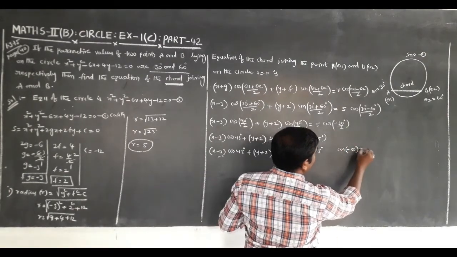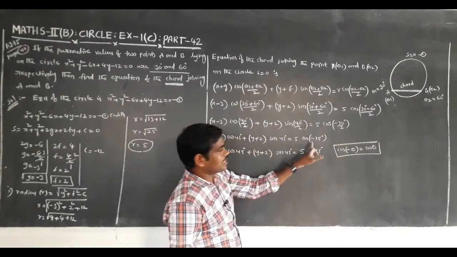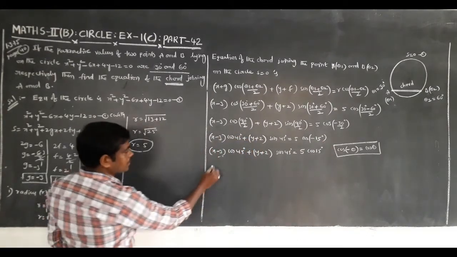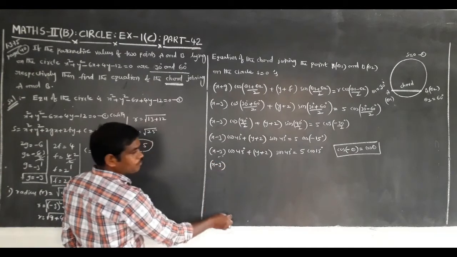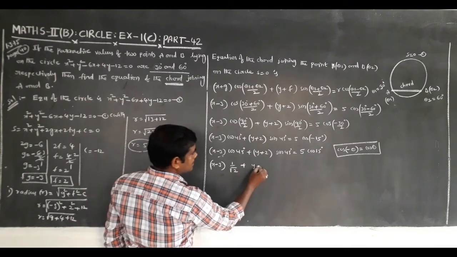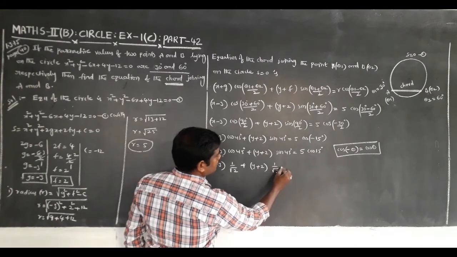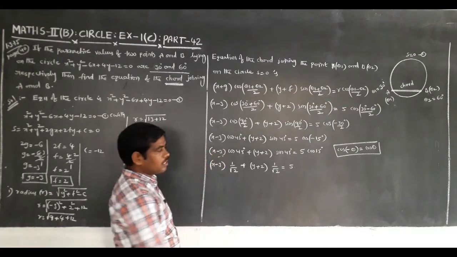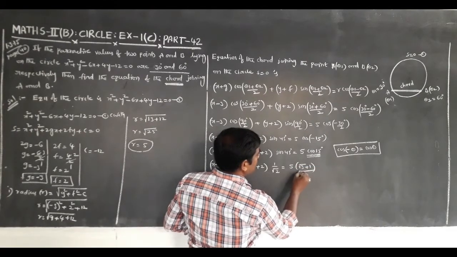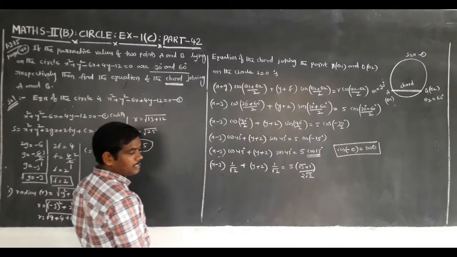Cos of minus theta is equal to cos theta. Cos of minus 15 degrees is equal to cos 15 degrees. So x minus 3 into cos 45, 1 by root 2, plus y plus 2 into sin 45, 1 by root 2, is equal to 5 into cos 15. Cos 15 is equal to root 3 plus 1 by 2 root 2.